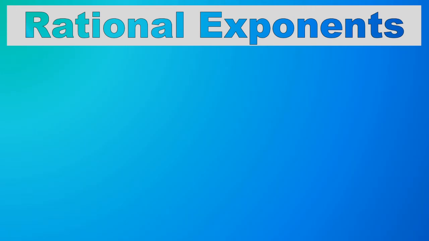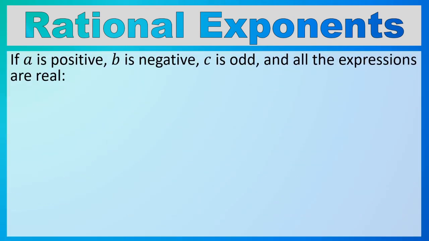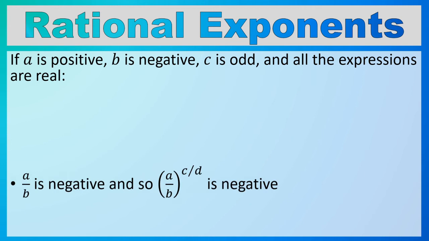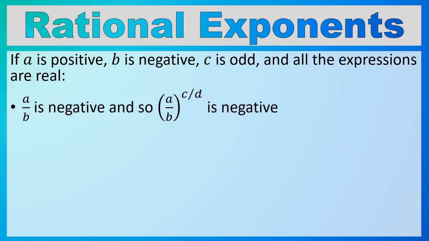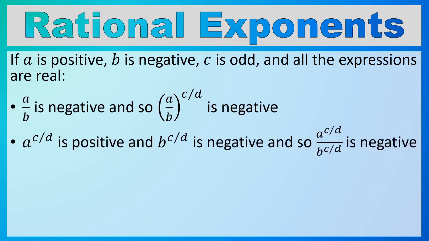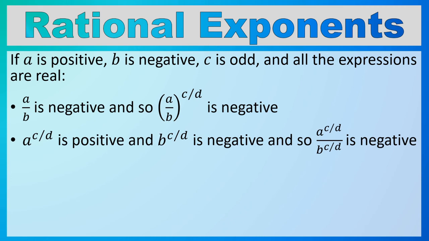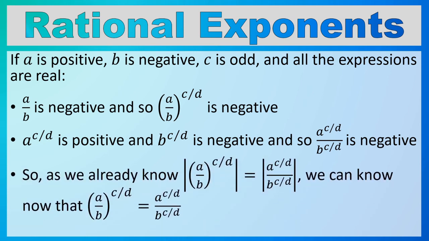If a is positive, b is negative, c is odd, and all expressions are real, a over b is negative, and so that expression is negative. That expression is positive, and that expression is negative, and so that expression is negative. Positive over negative is negative. And so as we know that they're equal with the absolute values, we can now know that they're equal without the absolute values because we have both the left and right hand side to be negative.